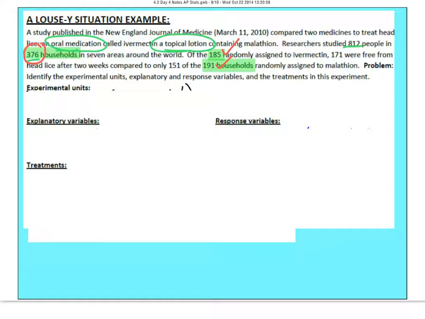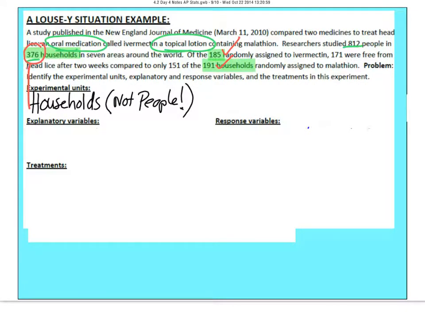So the question here is identify the experimental units. Who was this treatment being tested on? Be careful, the experimental units in this case were the households, not the actual people. It goes back to the 376 households. What was the explanatory variable that they were using? They were using the medicine to actually explain the control for head lice. So the explanatory variable is the type of medicine. This could also be considered a factor for that case.